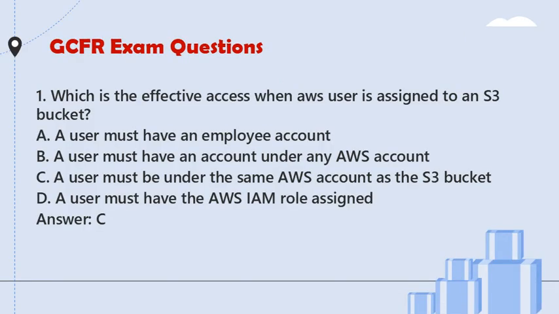1. Which is the effective access when a user is assigned to an S3 bucket? A. A user must have an employee account. B. A user must have an account under any AWS account. C. A user must be under the same AWS account as the S3 bucket. D. A user must have the AWS IAM role assigned. Answer: C.